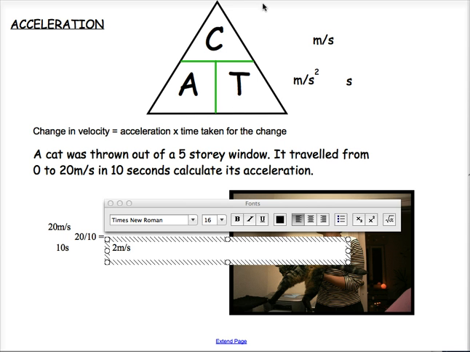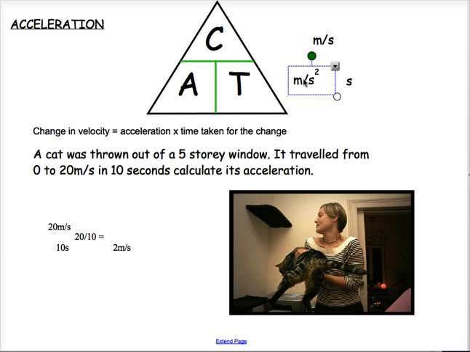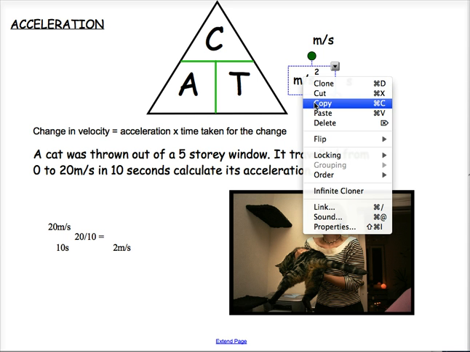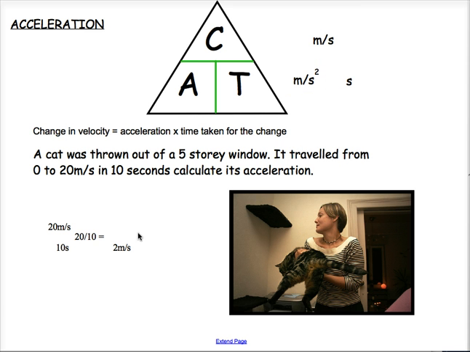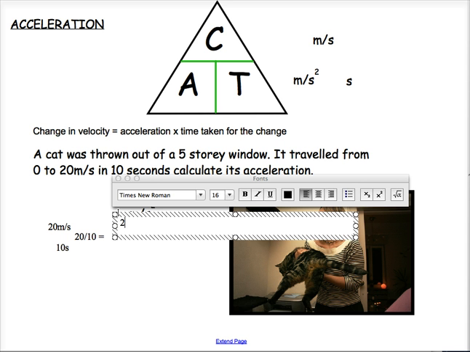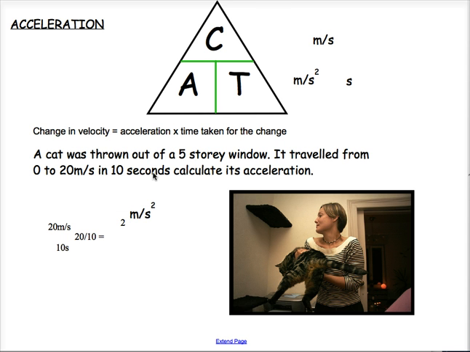Now that's metres per second squared. And my computer's not playing ball at the moment, so I'm going to fiddle around with it. There you go. It'd be easy with a pen, really, wouldn't it? It's all over the place. Yeah, there you go, right.